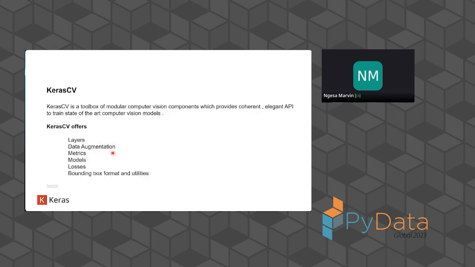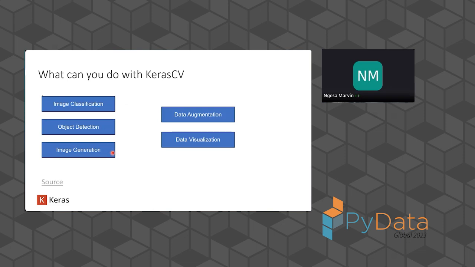And of course, Keras also has things like Keras CV that you can use that also work seamlessly with all these ones. Keras CV offers you a range of things from layers, data augmentation, metrics, models, losses, bounding box, and utilities. I think one of my favorites is the data visualization, because it makes it easy to visualize the data, like how you'd use, let's say, matplotlib, for example.